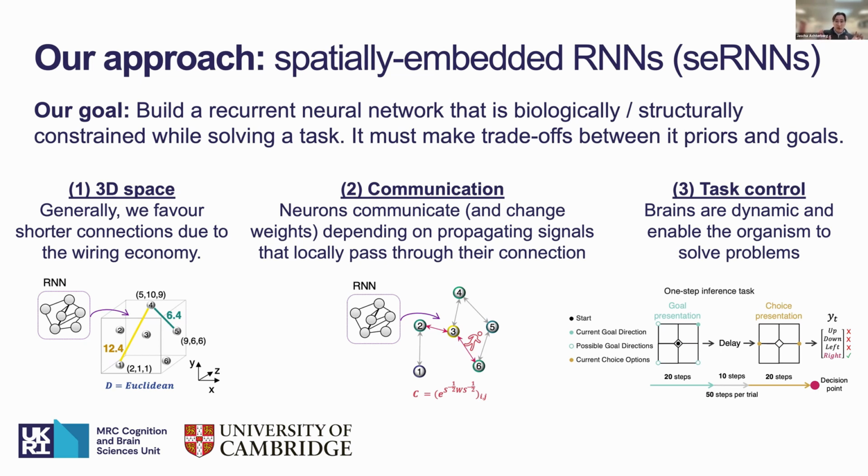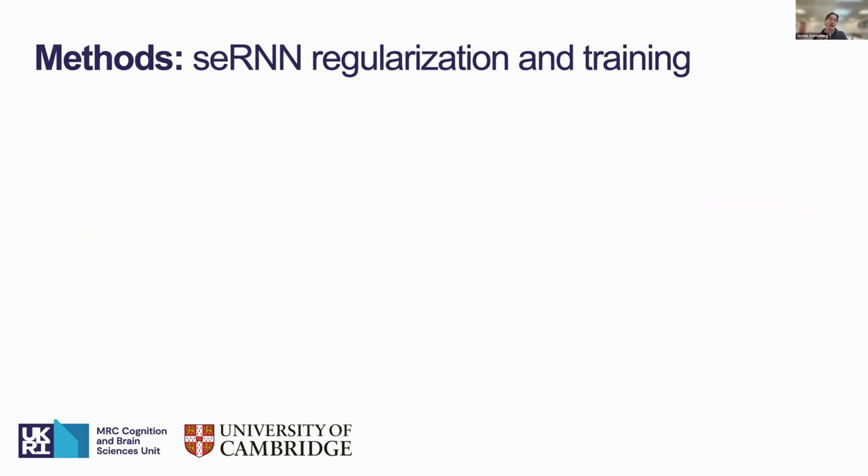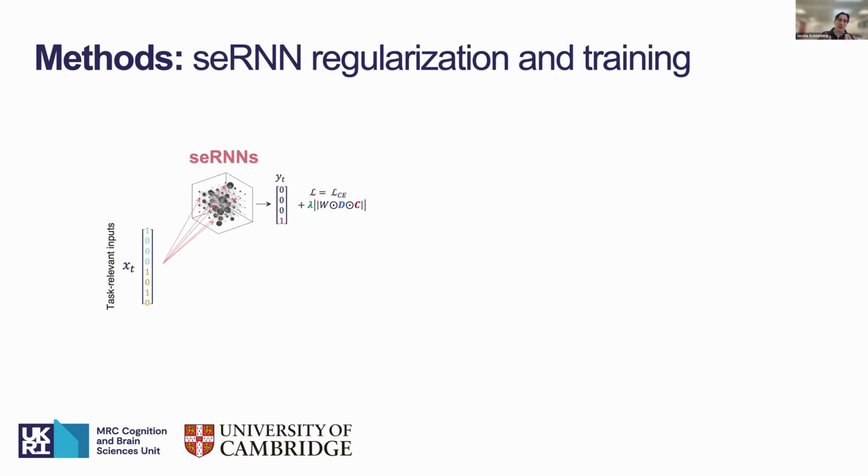So now we have those three components, and we want to bring them into networks. It's not quite that obvious, perhaps, how one should do this. So the approach that we use is a regularization setup. We use regularization as a method here. So we set up our seRNNs, spatially embedded recurrent networks, as follows. We have the normal setup where we have task inputs, then we have a recurrent neural network, and we embed every unit in a box space, and there's an output.